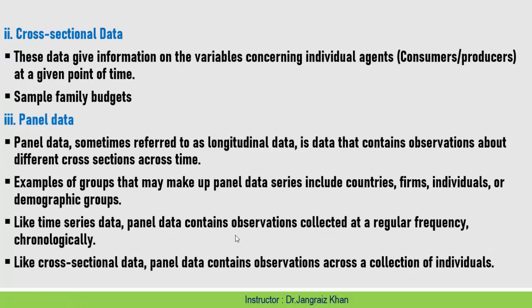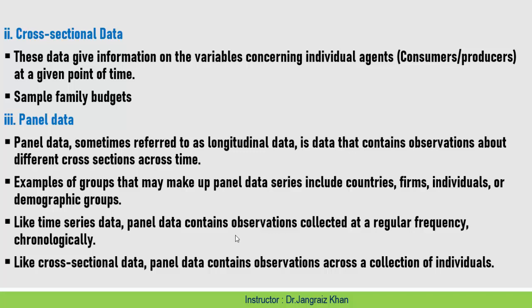The second type of the data which we are going to discuss here is the cross-sectional data, and it is the data which is collected at a point of time. Usually the surveys which you collect, the consumer surveys, the producer surveys, in which you collect the data from the field through questionnaires from a cross-section of consumers, from a cross-section of producers at a point of time. Third data is the panel data.